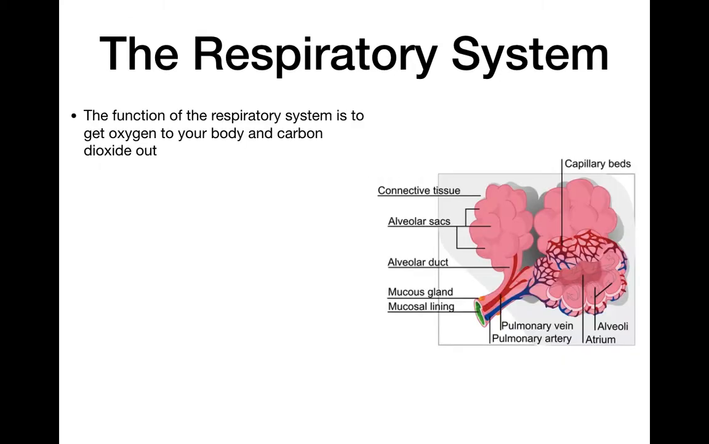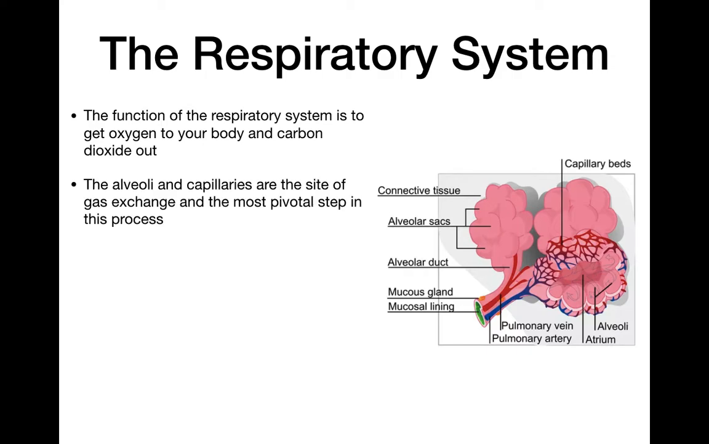So the function is to get oxygen in and CO2 out. It's going to happen through the alveoli and the capillary beds on top of them. This is a really important connection between the circulatory system and the respiratory system. We have these capillaries, which are single cell thick blood vessels, where we absorb nutrients in the digestive system and where we do gas exchange in the respiratory system, where things can move in and out really easily.